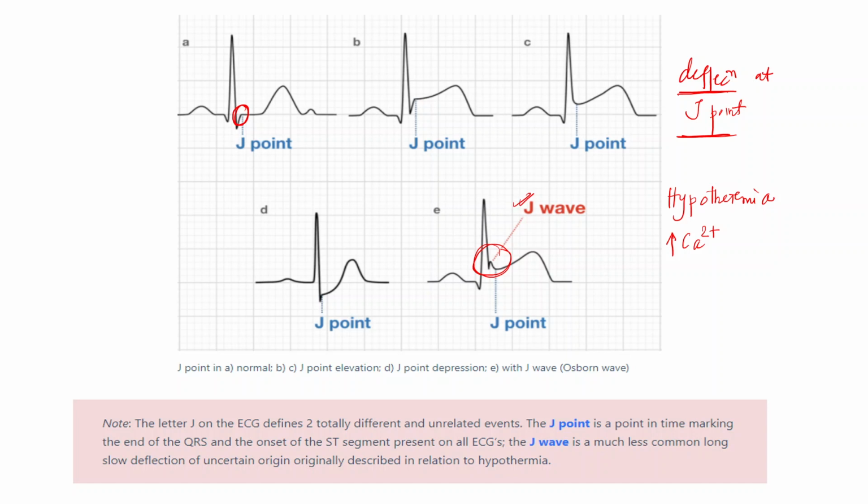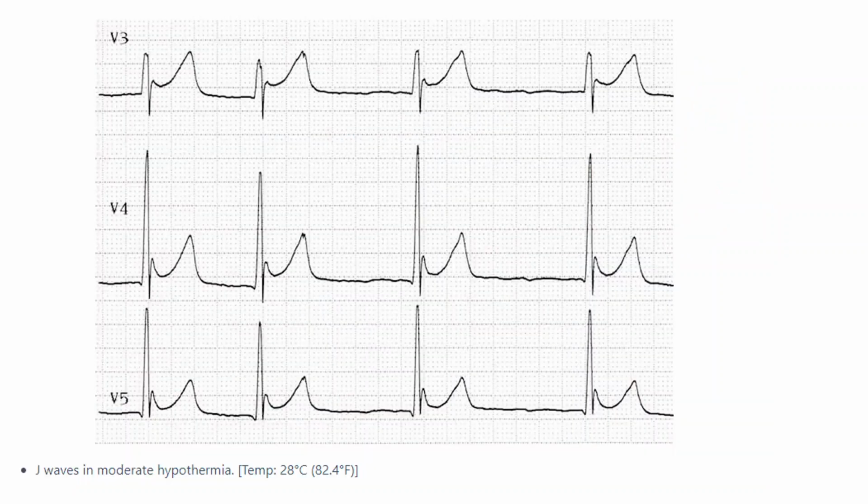The best place to see Osborn J wave is if you go to the ICUs where the AC is always on and many patients are hypothermic. If they are connected to a monitor, you can always appreciate these waves. So this is a case of hypothermia. You can see this small positive deflection is the Osborn J wave.